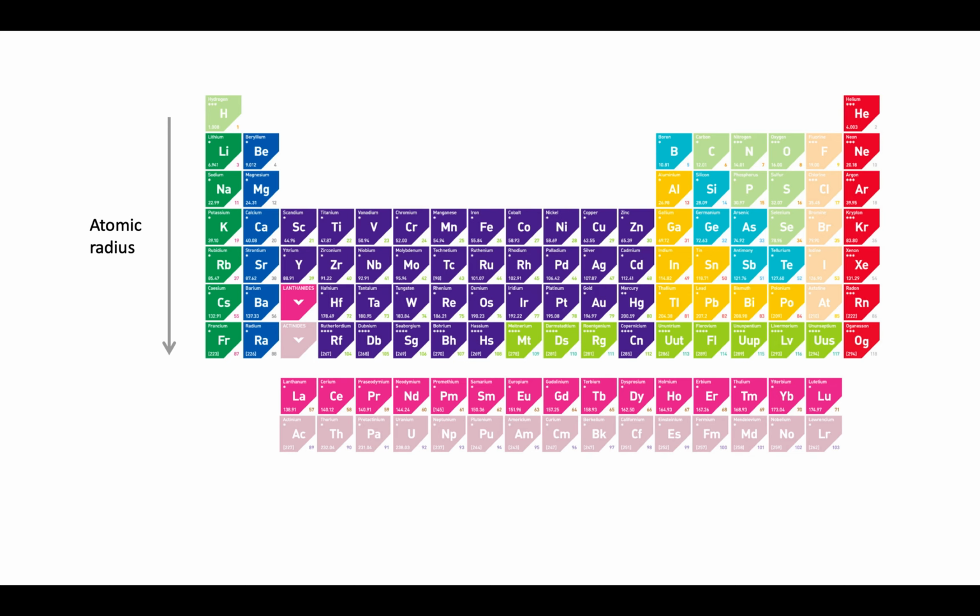As we proceed from left to right across a period, so from neon to lithium or radon to cesium, the atomic radius of the atom also increases. This change may be less intuitive, but it has a logical explanation.